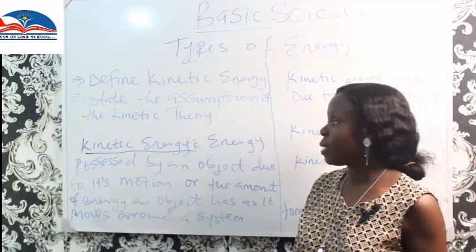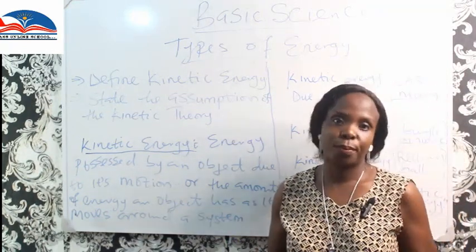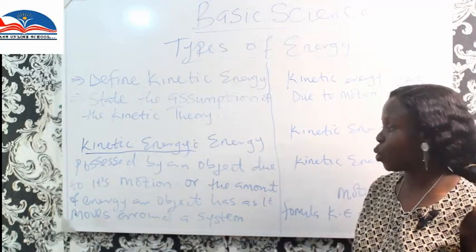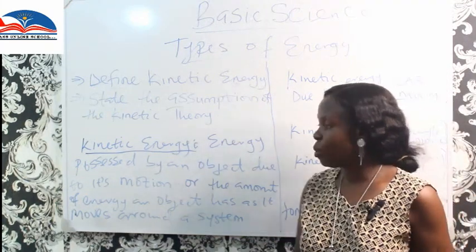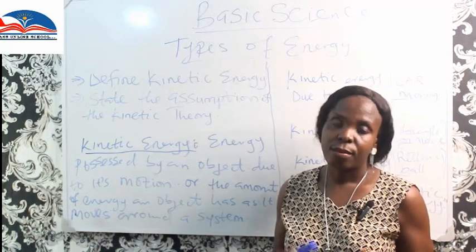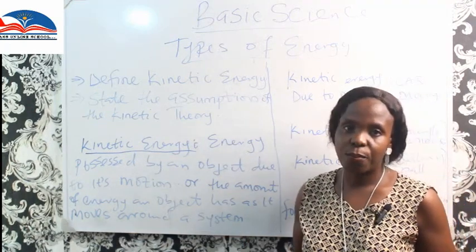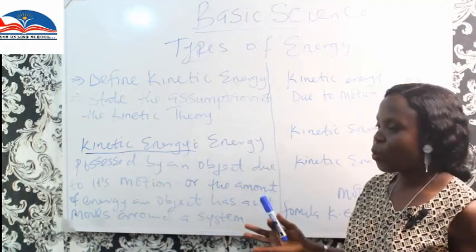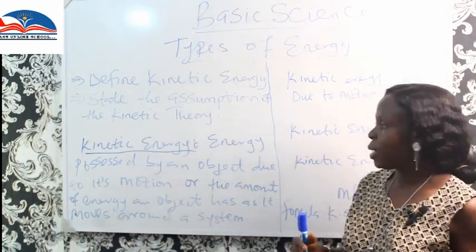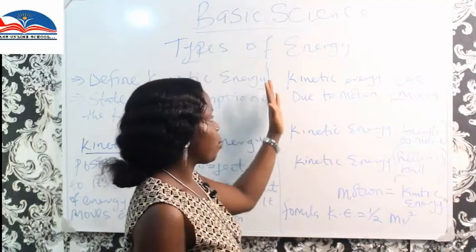Kinetic energy is defined as energy possessed by an object due to its motion, or the amount of energy an object has as it moves around the system. Now let's make it clear. When we say kinetic energy, it's energy possessed by an object due to its motion. What is motion? Movement.